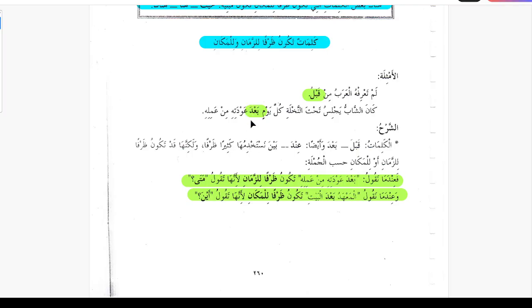So here ba'da is zarfu zaman, because it tells you when: when he used to sit under the tree, after he returned from his work. And when we say al-ma'hadu ba'da al-bayt, the institute is after the house. So here ba'da is telling you the place of the house; it comes after the institute. So here ba'da, the same word, is used as zarfan lil-makan, as an adverb of place, because it tells you where.